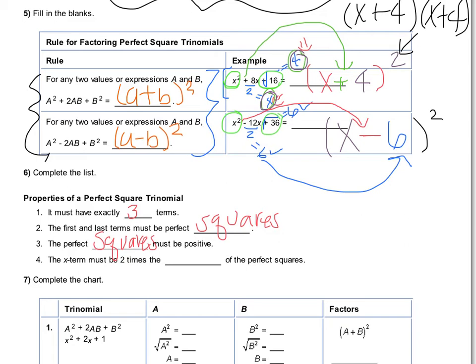Okay? And then the fourth rule is that the x term must be 2 times the square root of the perfect square. So that's where we get the divided by 2 part in the square root to make sure they work.